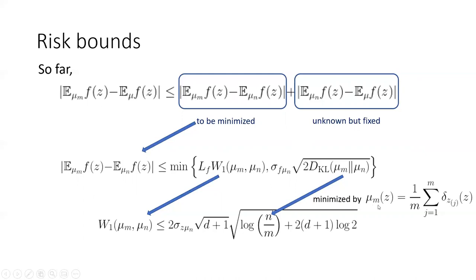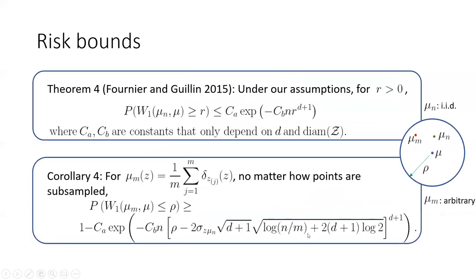Notice that this is not a probability event. It happens with probability one, or we can say that it's deterministic. It's upper bounded by this. Then, by a theorem in 2015, under our assumptions, mu n, notice that mu n is the empirical distribution of i.i.d. sample points, and mu, their one Wasserstein distance has this high probability inequality.